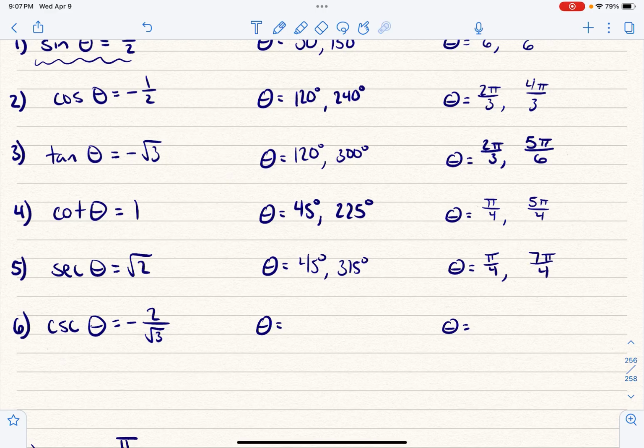And lastly, let's look at this last one. We've got cosecant is negative 2 over square root of 3. Again, I should immediately be thinking this is a reciprocal function of sine, so I need to think about the reciprocal of this right here. And the reciprocal of that would be negative square root of 3 over 2. So I want a spot where sine theta is equal to that, or in other words, y is equal to that. So I'm looking for y to equal negative square root of 3 over 2.